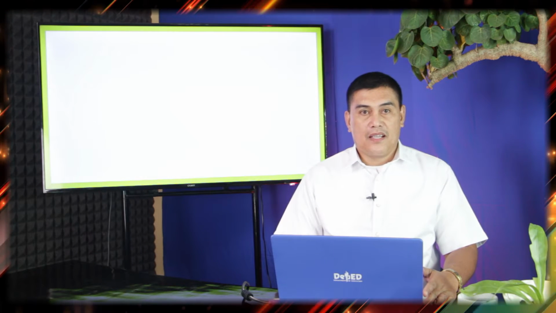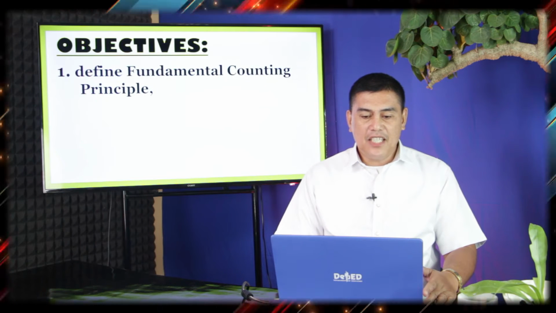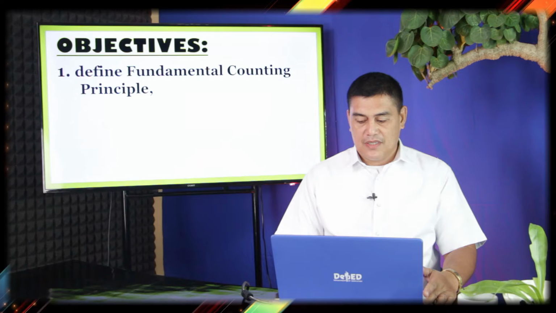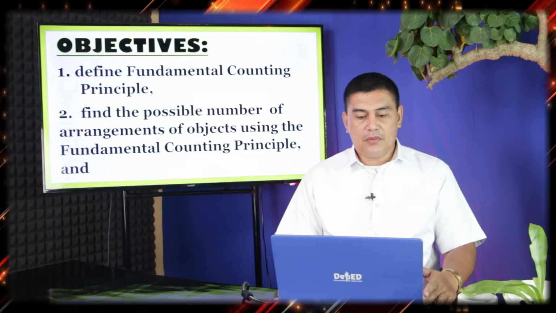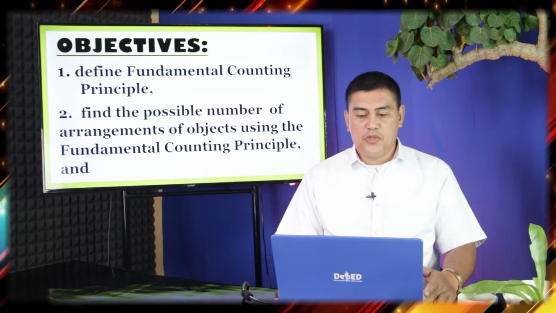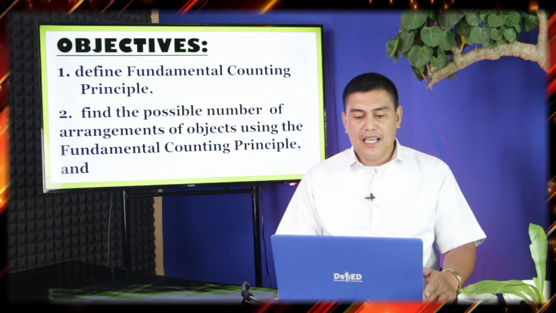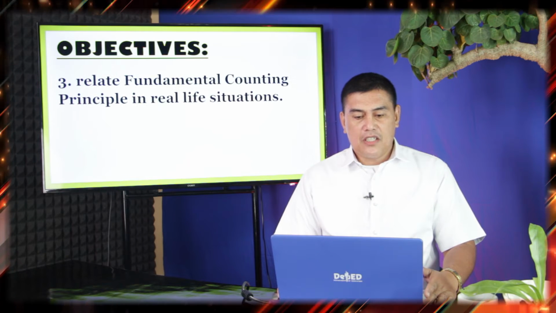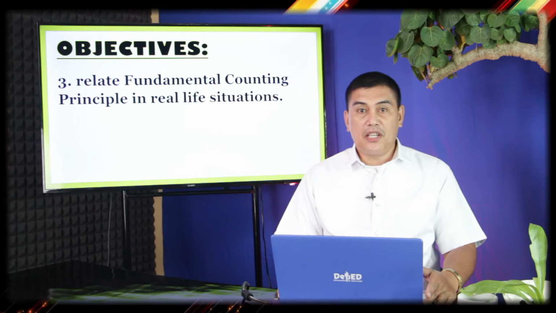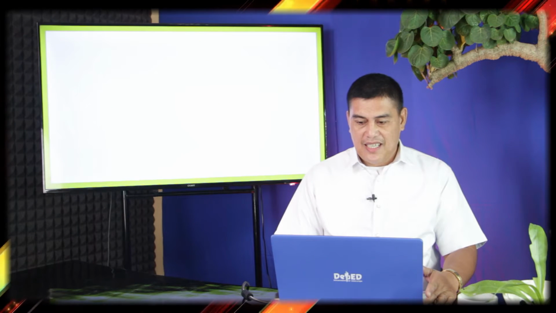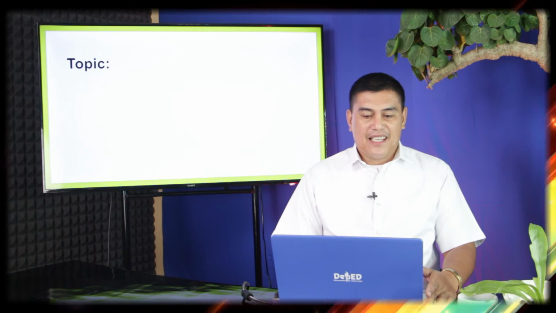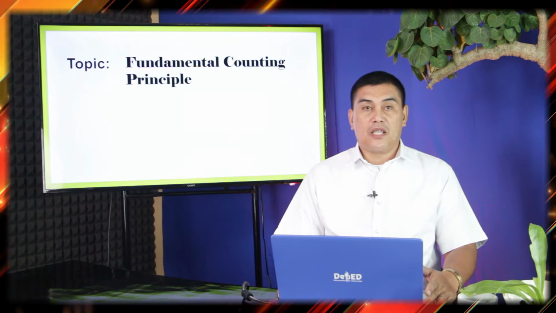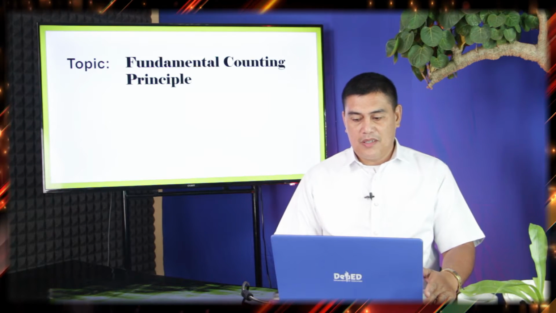Our objectives for today's lesson are: number 1, define fundamental counting principle. Number 2, find the possible number of arrangements of objects using fundamental counting principle. And the third one, relate fundamental counting principle in real-life situations. Can you guess now what's our lesson for today? Yes, our lesson is all about fundamental counting principle.